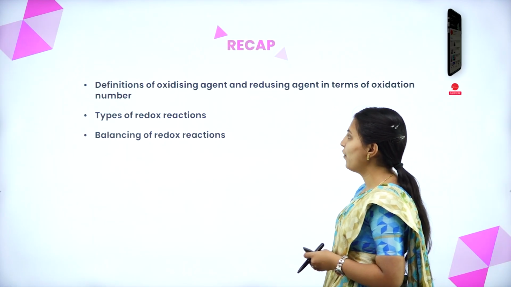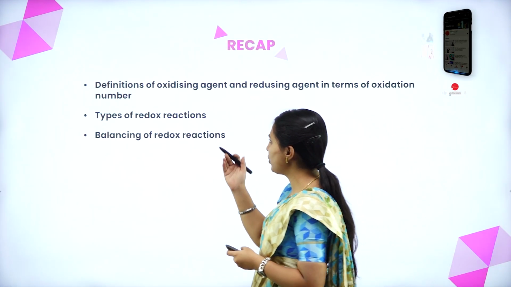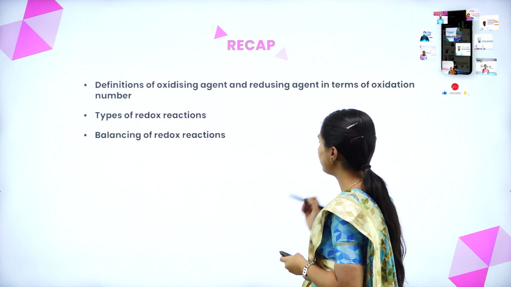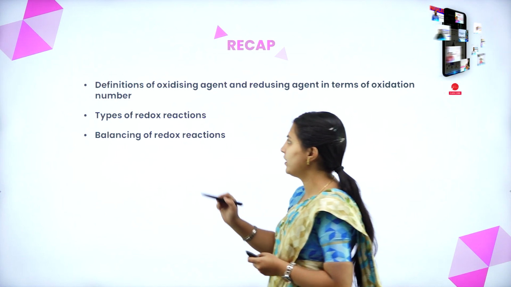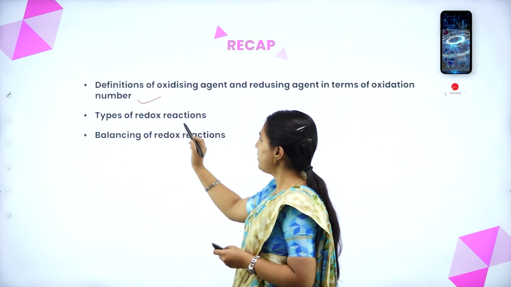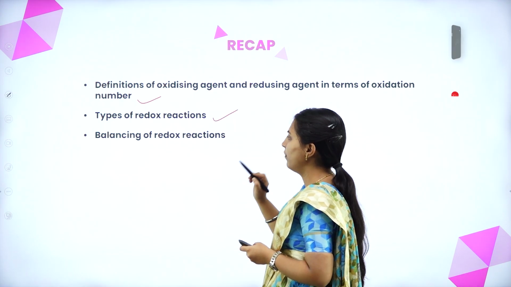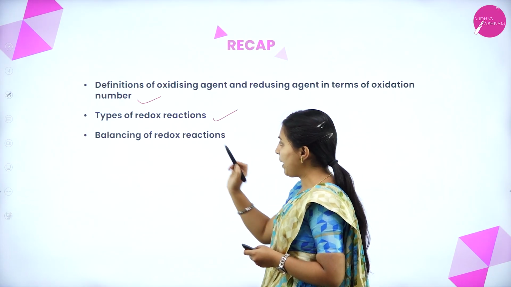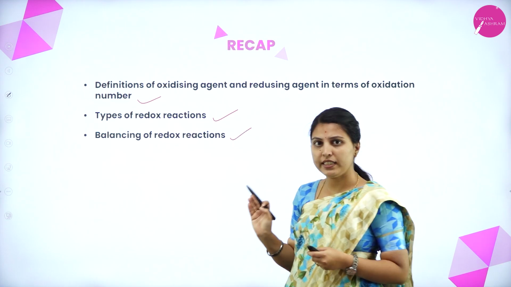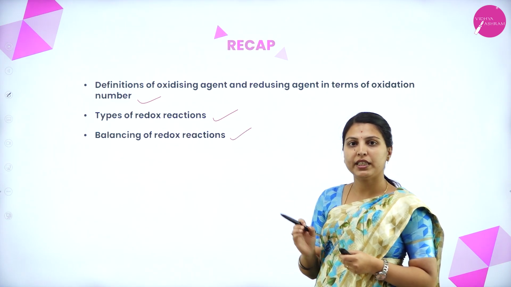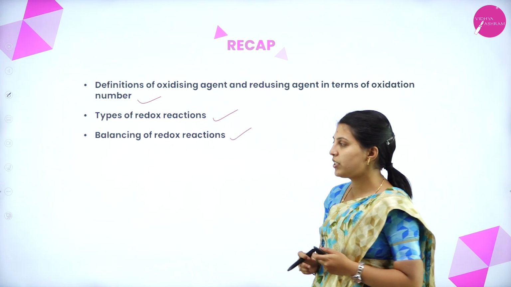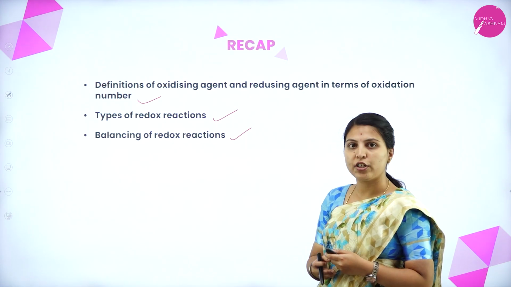In the last class, we discussed the definitions of oxidizing agent and reducing agent in terms of oxidation number, and types of redox reactions with their examples. Next, balancing of redox reactions. In that, the oxidation number method we have already discussed. In today's session, we will discuss the ion electron method.